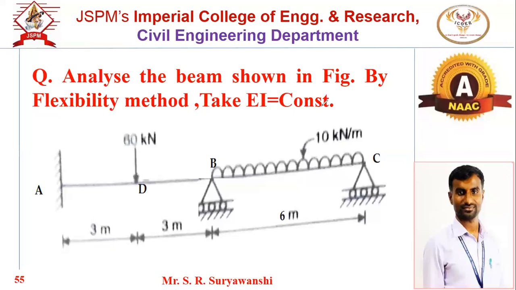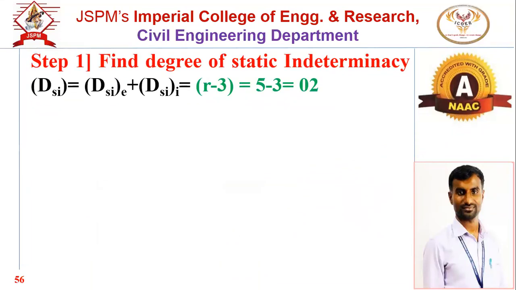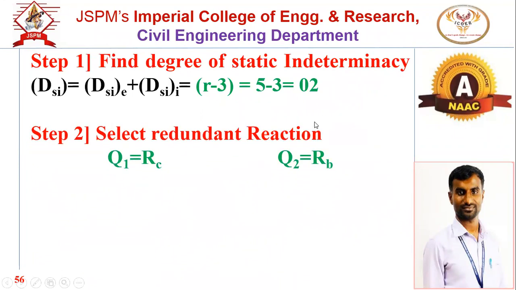Now we know that in the flexibility method for beams, step number 1 is to get the DSI, and in case of a beam, DSI is given by R minus 3. So here the total reactions are 5, so 5 minus 3, DSI is 2. Next, we have to select the redundant reaction. In case of beam and frame, as per our syllabus, if DSI is DSI external, then we have to select the redundant reaction.